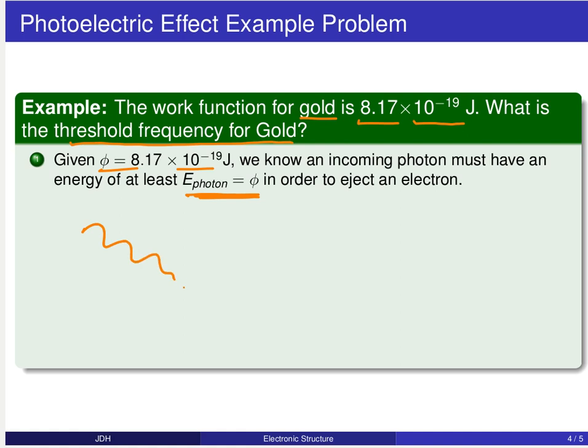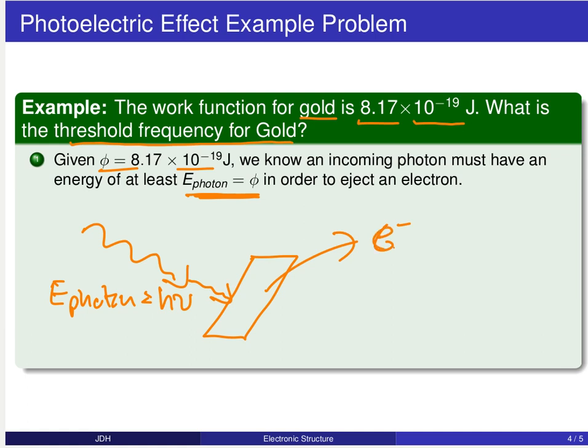If we've got a photon coming in, E photon, it's going to have some energy h nu. It's going to hit our gold sample, and we're trying to figure out the minimum energy required for that photon to come in, hit the gold metal, and kick out an electron.